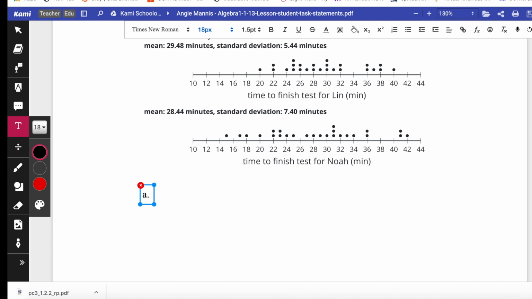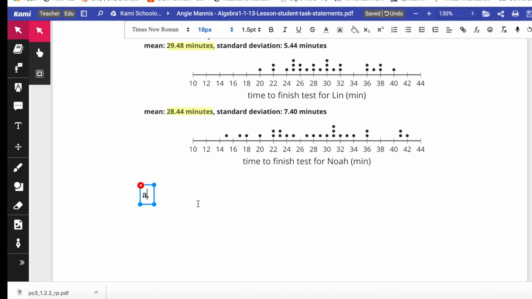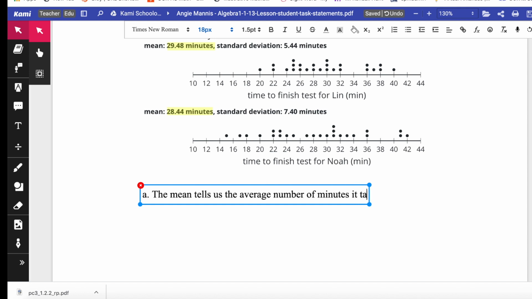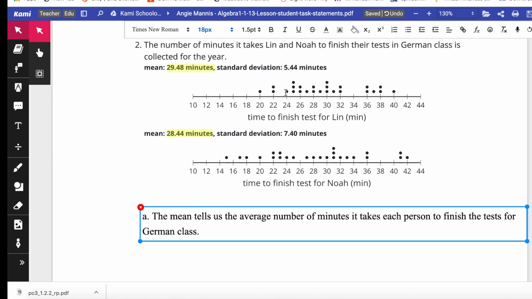All right, so A is where we are interpreting the measure of center, and they gave us the mean. So the mean is 29.48 and 28.44. So the mean tells us the average number of minutes it takes each person to finish the test for German. Okay, so that's the average time it takes to finish their test. This is each test that they took, 20 minutes, 22 minutes, 24 minutes, and so on.